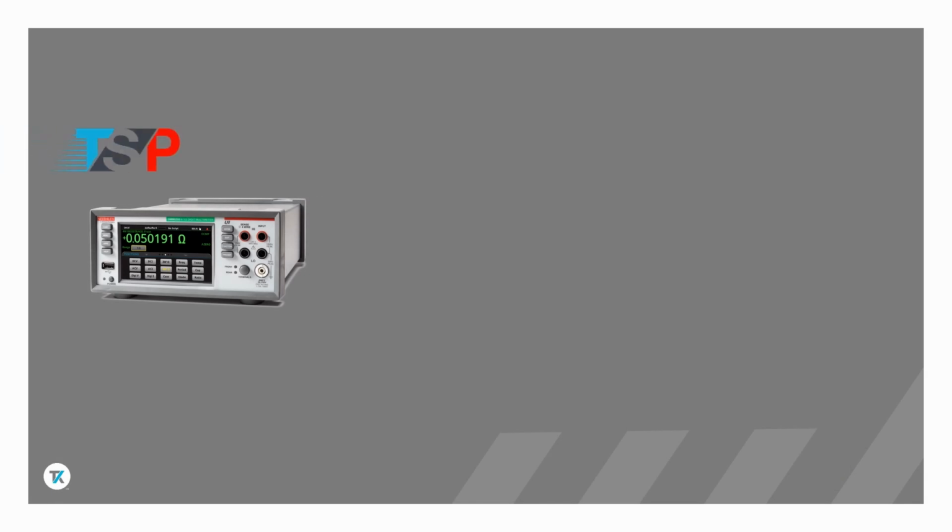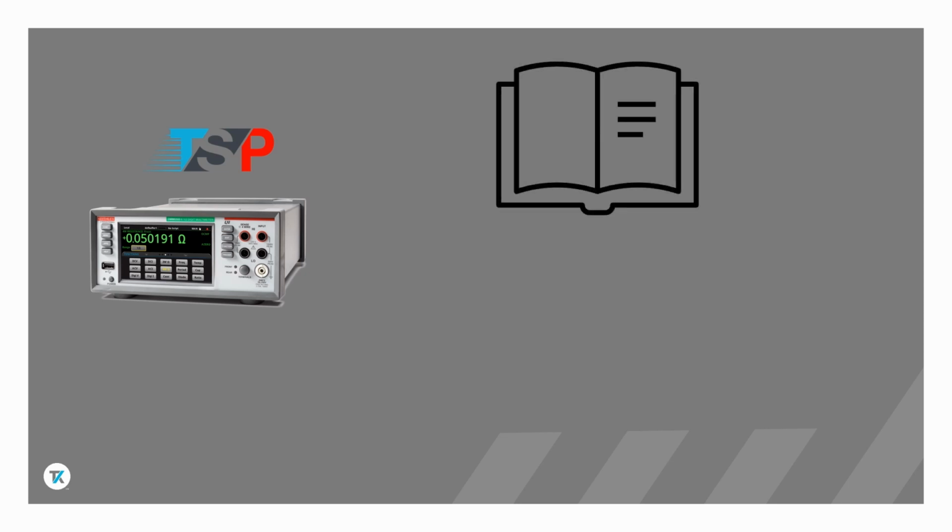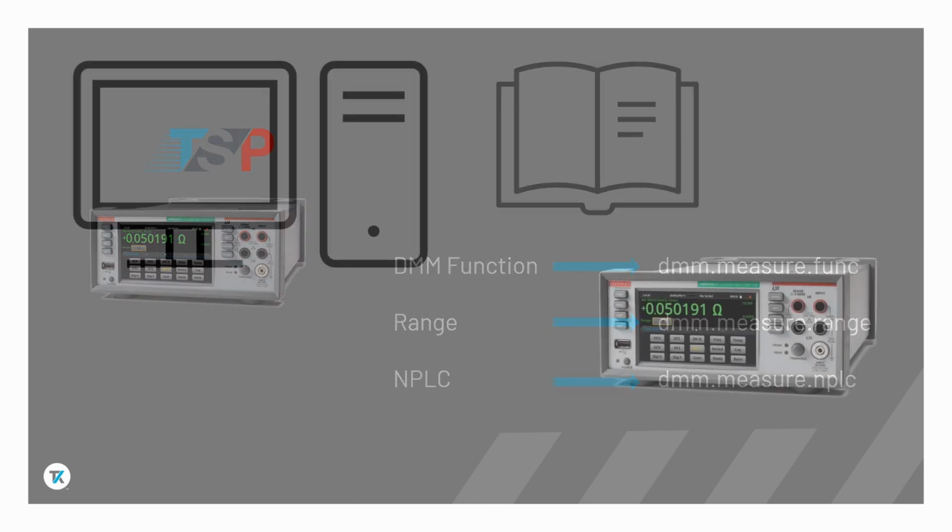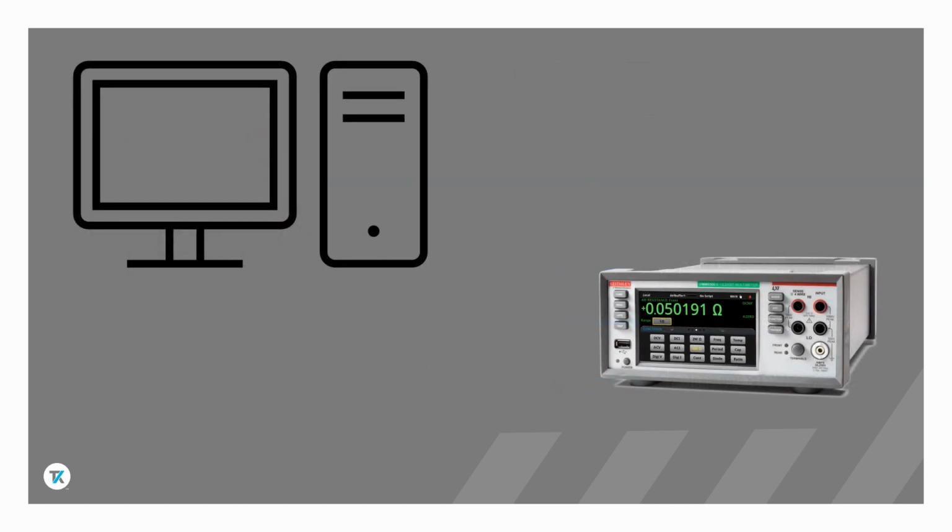Test Script Processor, or TSP, is both a command set and a programming language. But what does that mean for a programmer using TSP? To control an instrument with code, the instrument's settings and capabilities must be mapped to a set of code commands. When the instrument receives a command, it executes the requested operation. Each TSP-enabled instrument has a set of commands that cover the entire range of functionality for that instrument.